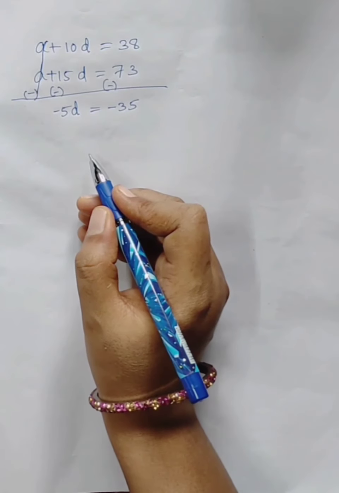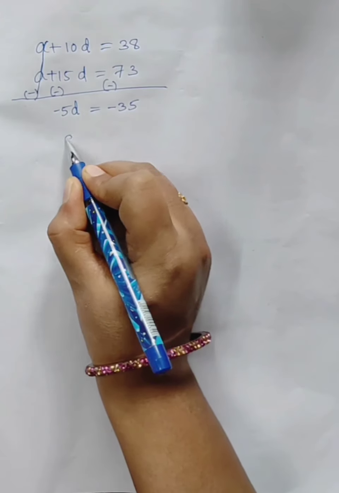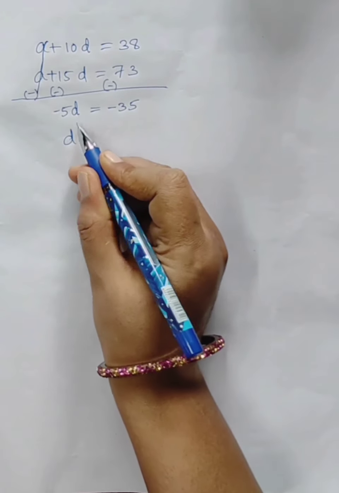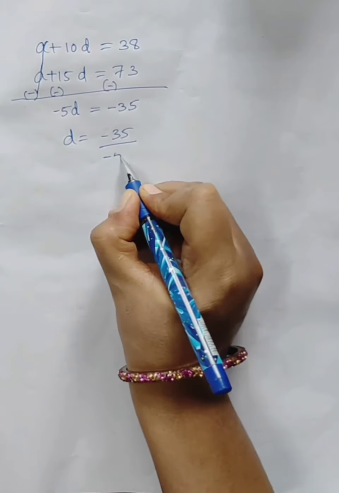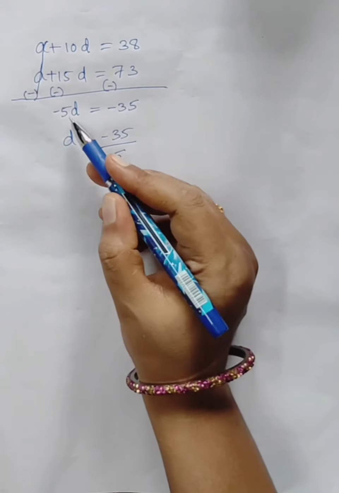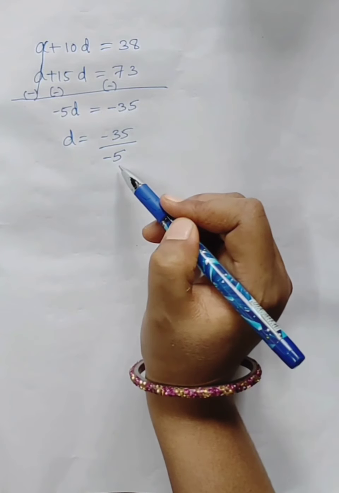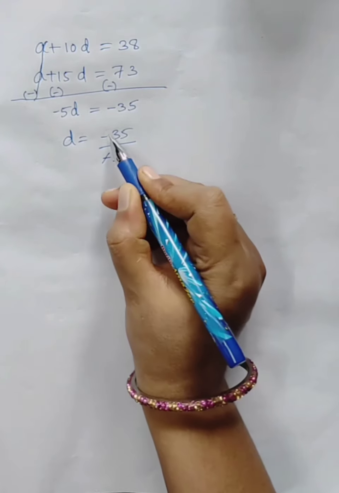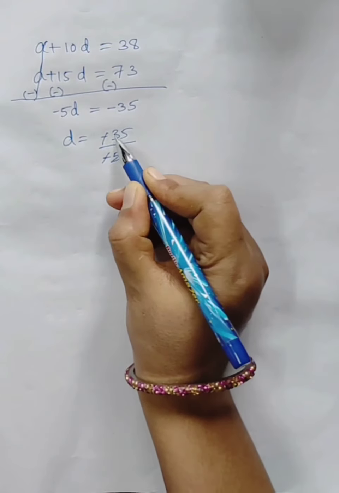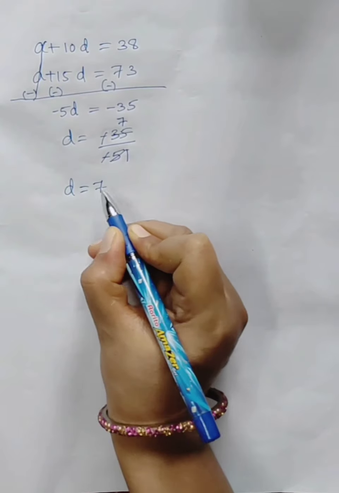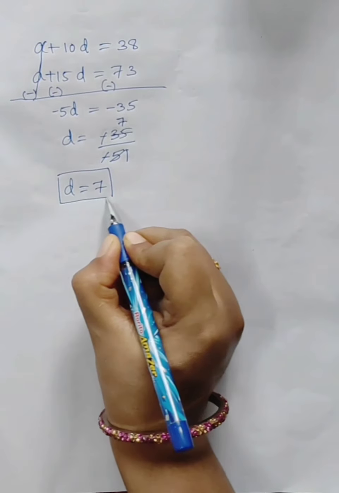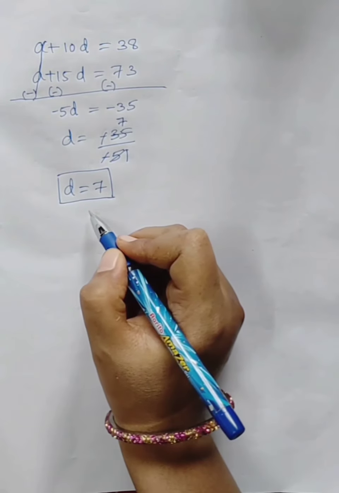Okay. Next, find the value of d. So d you keep as it is, minus 35 by 5, you take 5 into the denominator. Shift here. So minus 5 goes in the denominator. So minus minus will get cancelled now. So 5 ones are 5, 5 sevens are 35. So what is the value of d? d is 7. See, now we got the value of d, that is, the common difference.